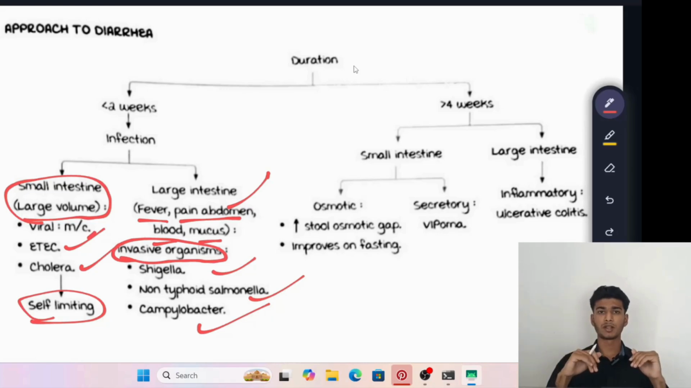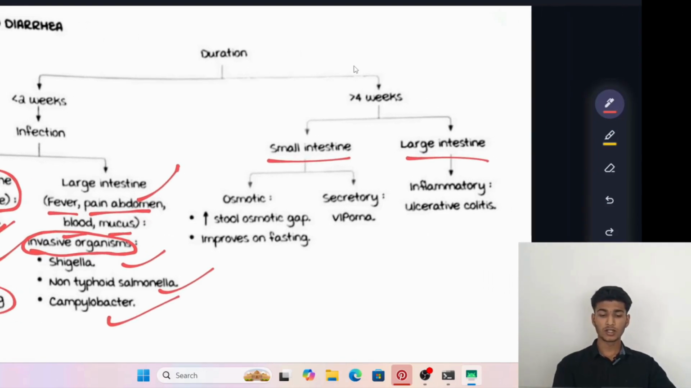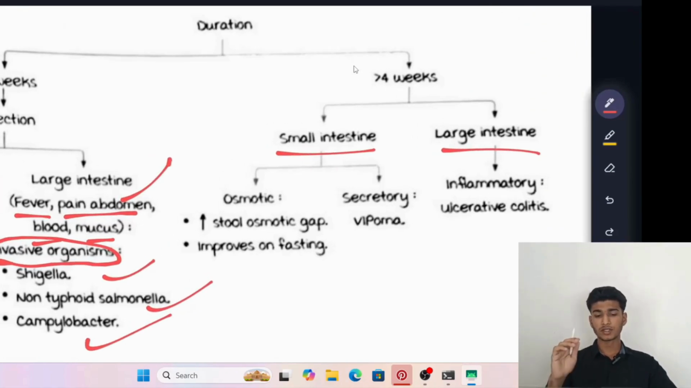Now the patient came and told you he's suffering from diarrhea, but the duration of suffering is more than 4 weeks. So you will infer that it might be chronic diarrhea because he's been suffering for more than 4 weeks. Now you will think, is it small intestinal diarrhea or large intestinal diarrhea? How will you find out?